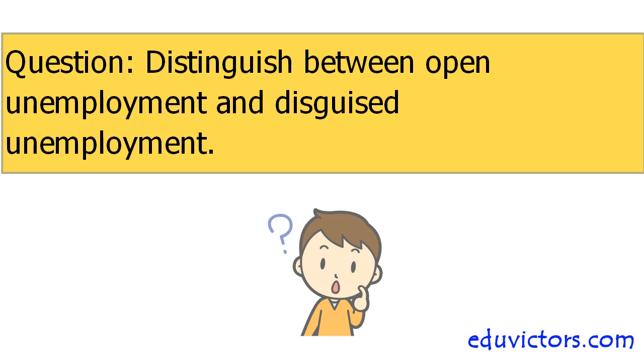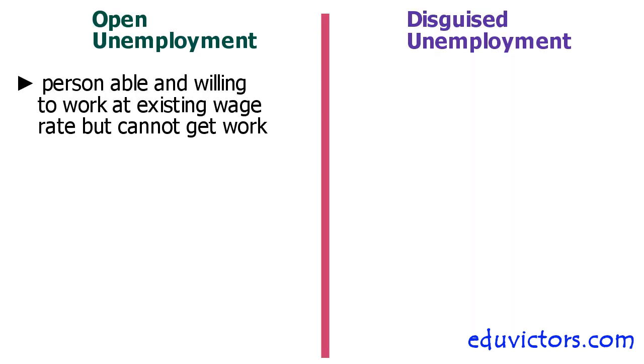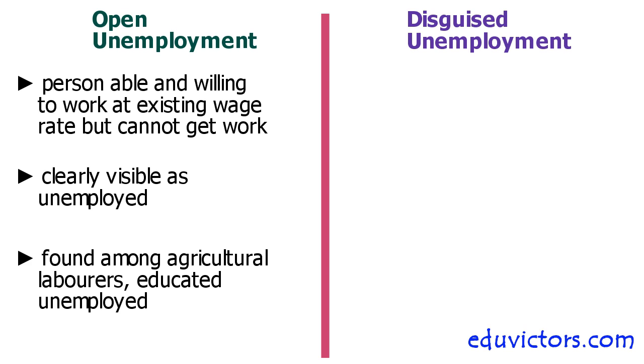Distinguish between open unemployment and disguised unemployment. Open unemployment. It is a situation in which a person who is able and willing to work at the existing wage rate cannot get work. The person is clearly visible as unemployed. It is usually found among agricultural laborers and the educated unemployed.